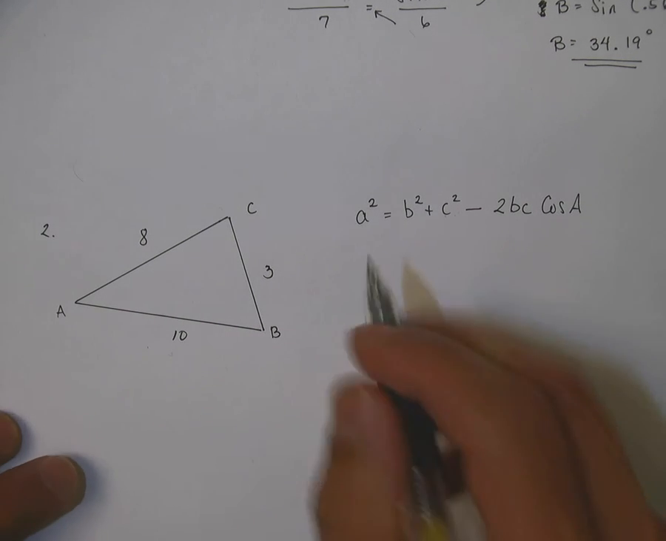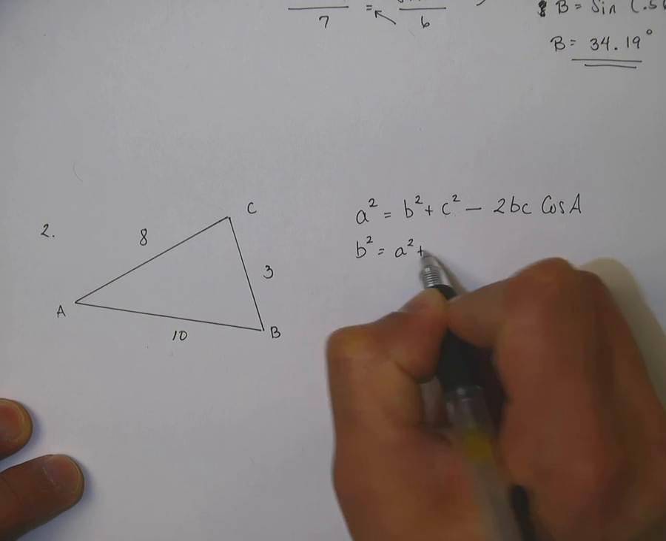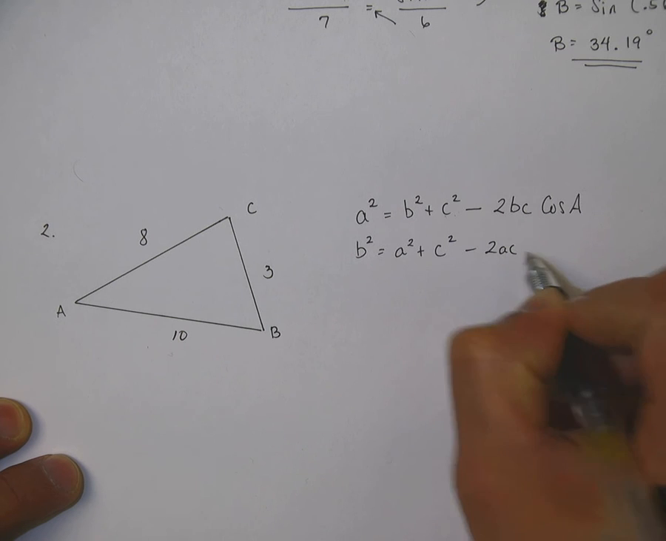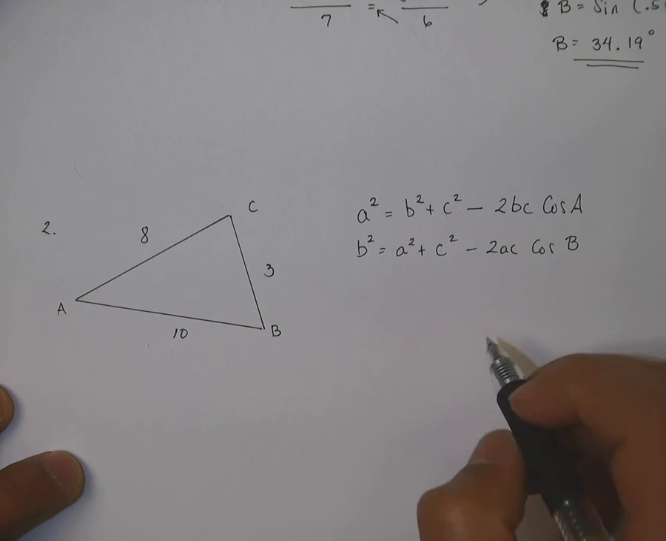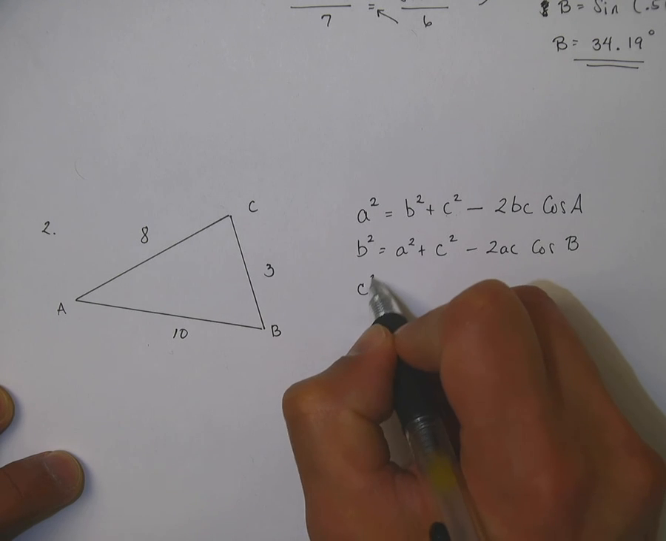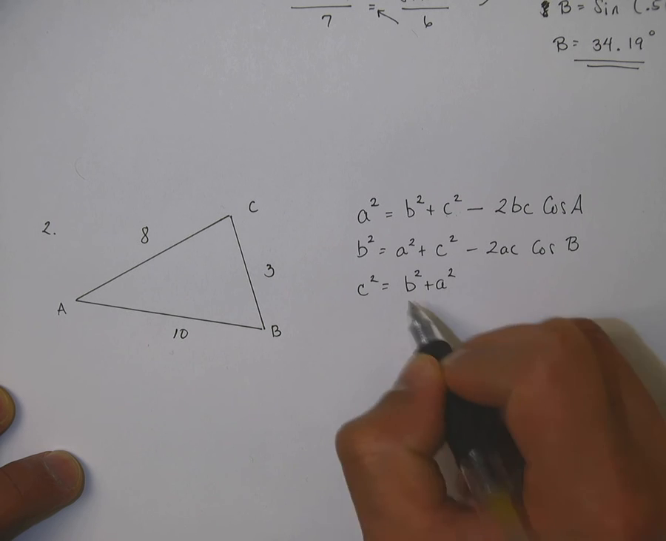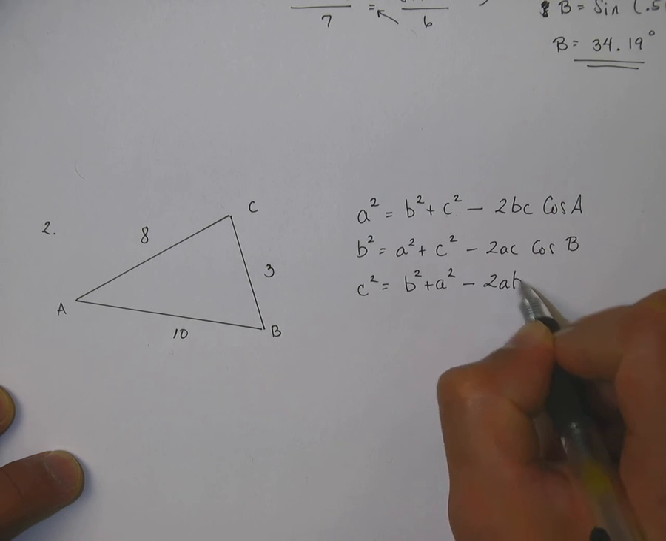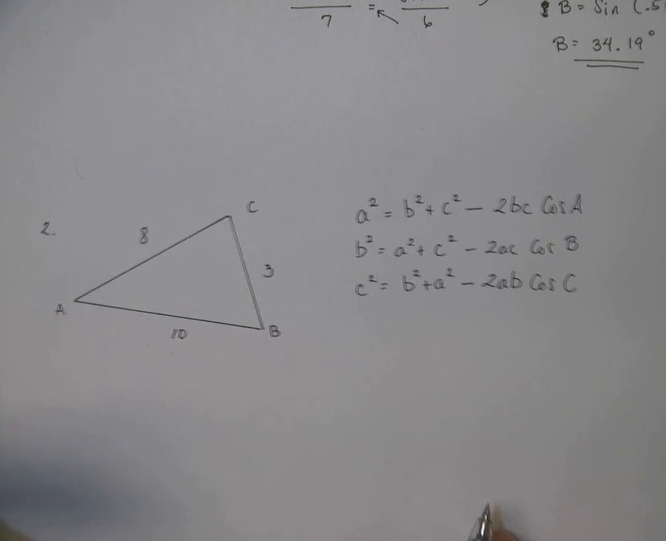And the same thing with B. b squared equals a squared plus c squared minus 2ac cosine of the angle we're talking about. And the last one is c squared is equal to b squared plus a squared, I probably should have done a first, minus 2ab cosine of capital C. Now you can use any of those.